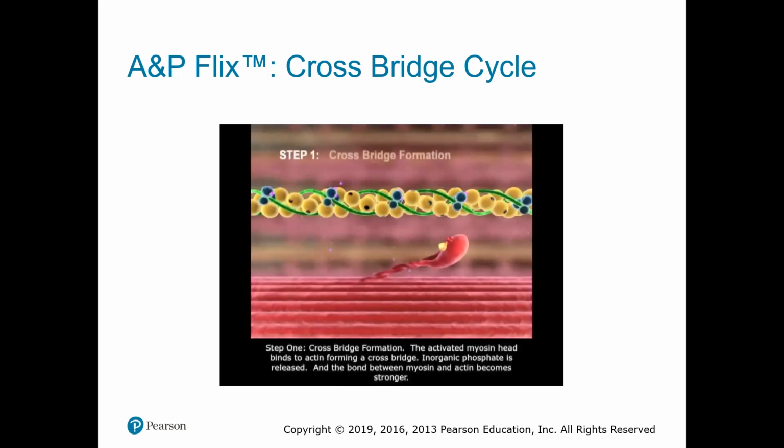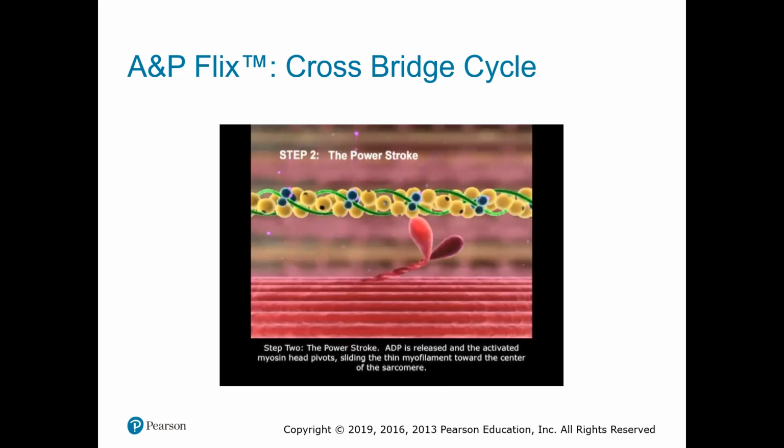Step 1, cross-bridge formation. The activated myosin head binds to actin, forming a cross bridge. Inorganic phosphate is released, and the bond between myosin and actin becomes stronger. Step 2, the power stroke. ADP is released and the activated myosin head pivots, sliding the thin myofilament toward the center of the sarcomere.